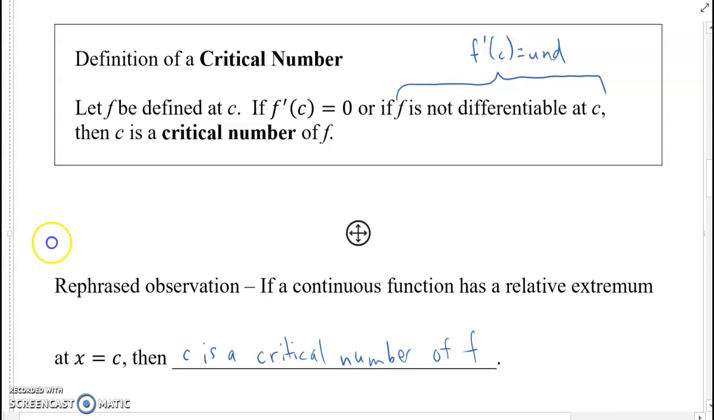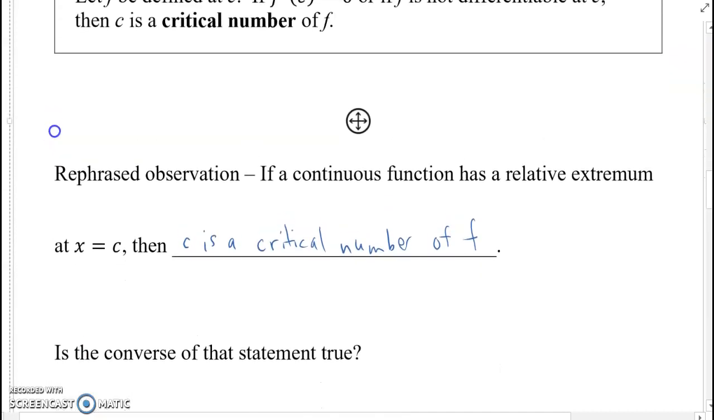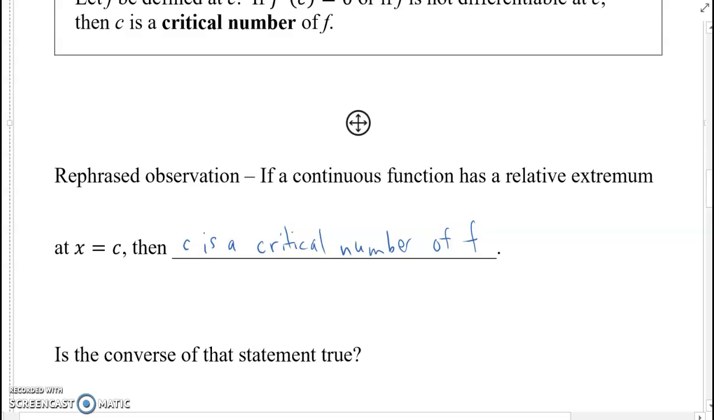Well, let's see if we can flip that around. Is the converse true? Namely, if c is a critical number of f, then is there a relative extremum at that critical number? In other words, finding critical numbers, does that guarantee a maximum or minimum? Just because the derivative equals 0, or just because the derivative is undefined, does that guarantee that there is a maximum or minimum there?